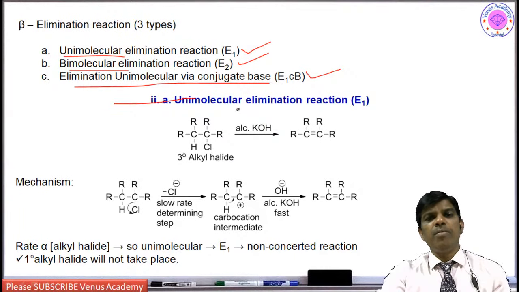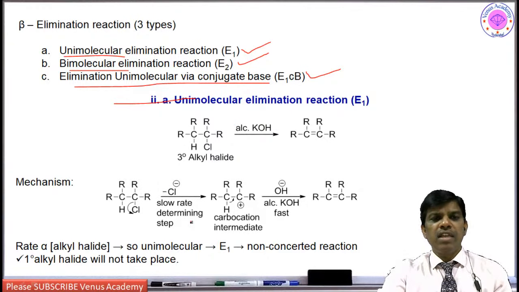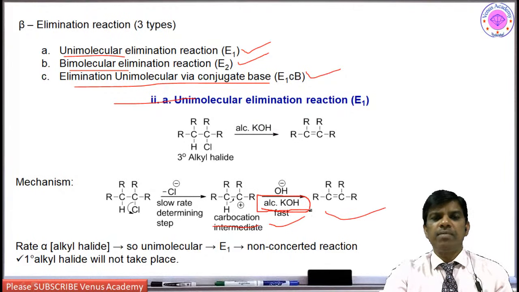What is happening in the unimolecular elimination reaction? In the slow step, this is unimolecular. It loses halogen first to give a carbocation intermediate. This carbocation intermediate then loses this hydrogen to give alkene. This is alcoholic KOH. So elimination takes place in the presence of alcoholic KOH. Substitution takes, dear students, please note down this.